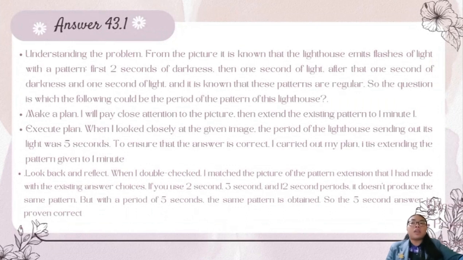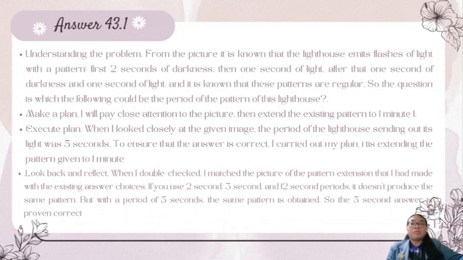The second step is make a plan. I will pay close attention to the picture, then extend the existing pattern to 1 minute. And the next step is execute the plan. When I look closely at the given image, the period of the lighthouse sending out its light was 5 seconds. To ensure that the answer is correct, I carry out my plan, which is extending the given pattern to 1 minute.